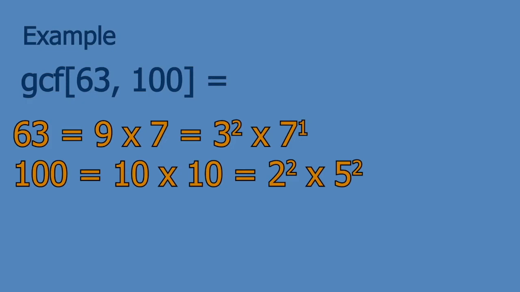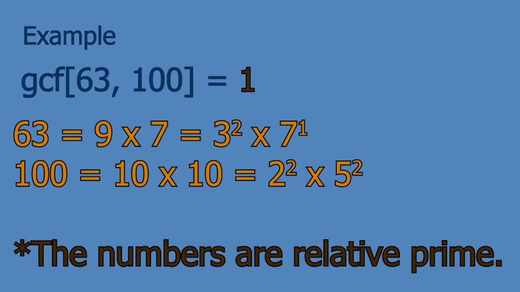Now notice this. They don't share any factors in common at all. So what do we do in this case? Well, actually, in this case, the greatest common factor between 63 and 100 is just 1 and nothing else. Now, on the side note, this is an example of what they call relative primes. It means that the two numbers share actually no factors together other than 1. That's why their greatest common factor is 1.